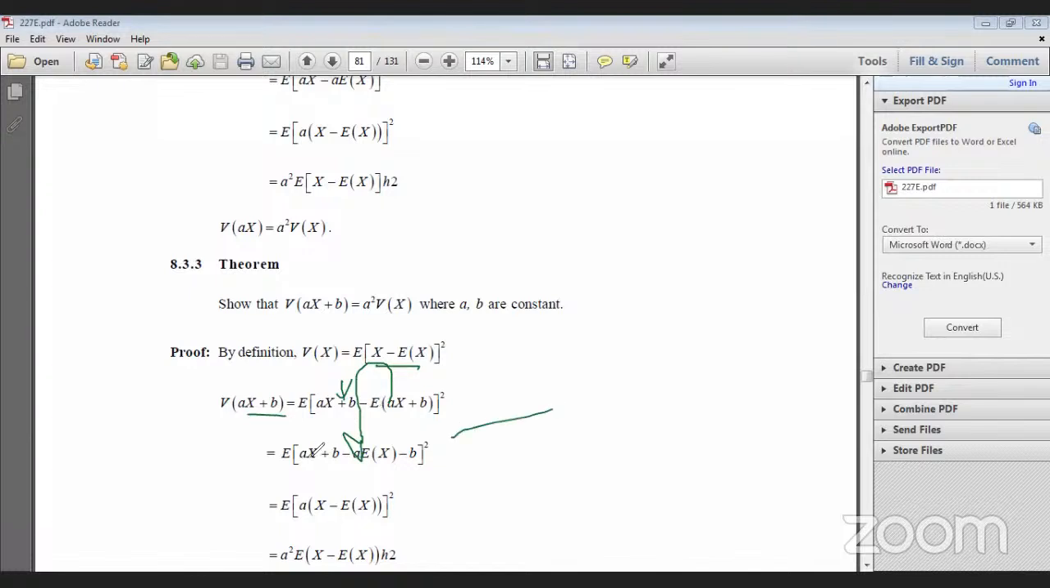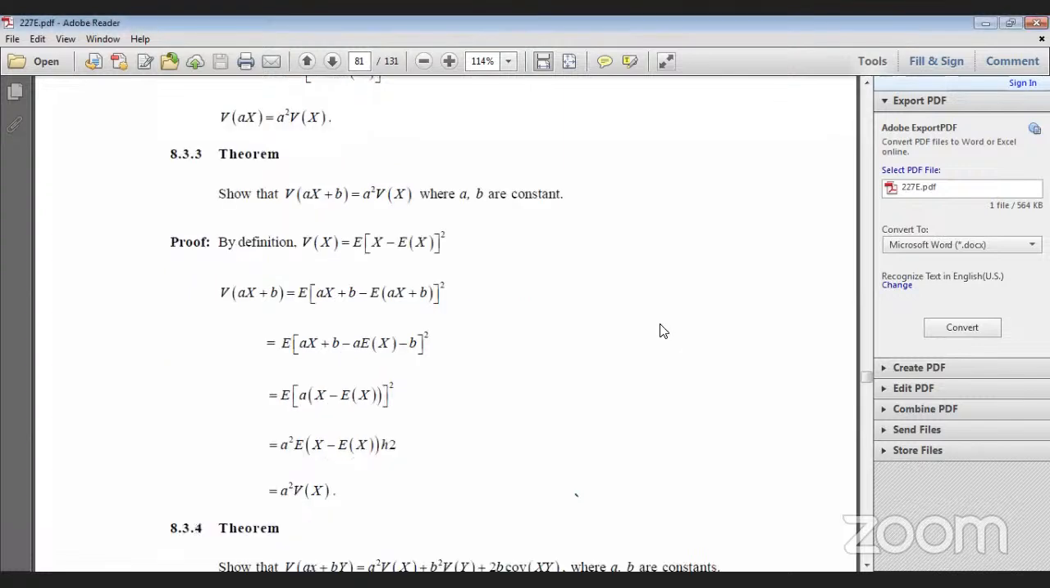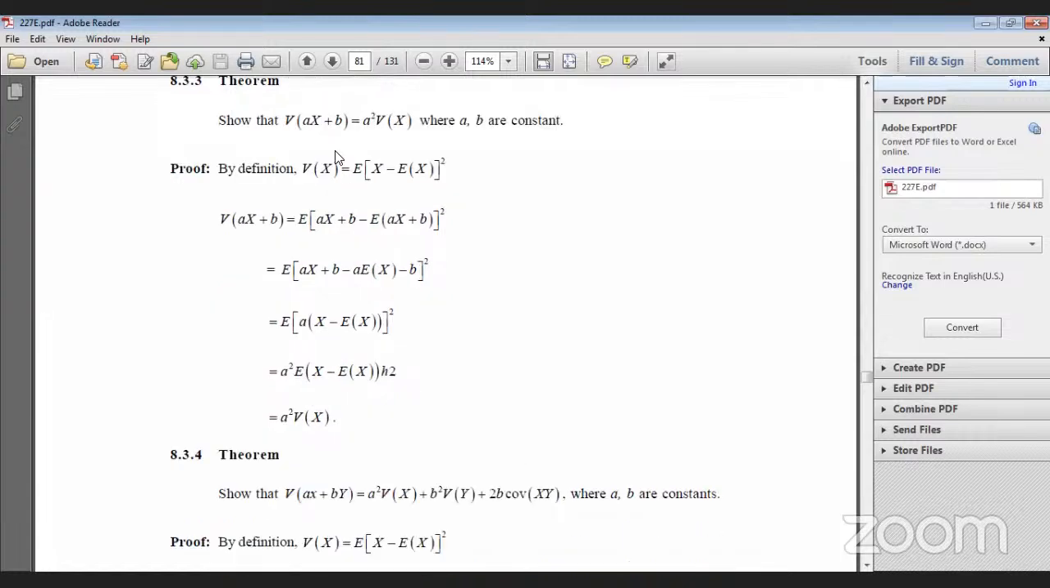I'm taking the common a here. a into x minus Ex whole square. Plus b and minus b should be cancelled here. So a into x minus Ex whole square. Therefore a square is common, x minus Ex is also whole square. So therefore, a square of variance of x. Clear? Any doubts?